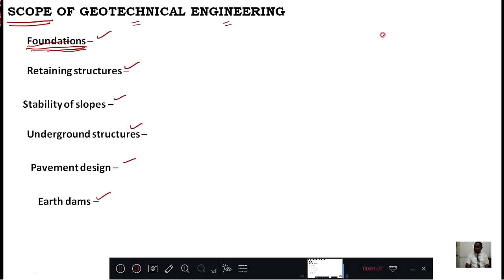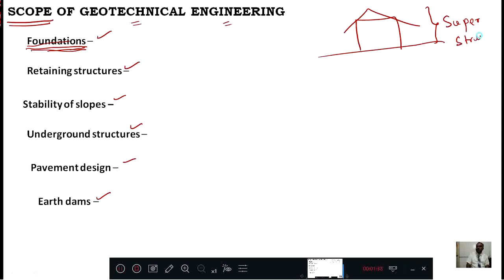Foundation means something below the earth. Whenever you build a building, you divide the entire building into two parts. One which you can observe, which you can see, is called the superstructure. And one structure which you cannot see, which is submerged inside the soil, is also a structure, made up of concrete and steel. This is called the substructure.